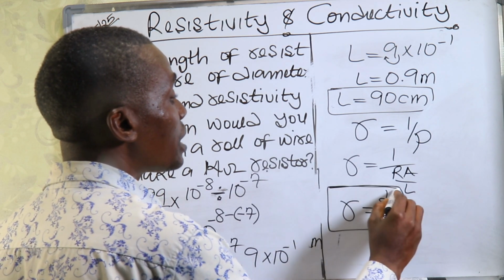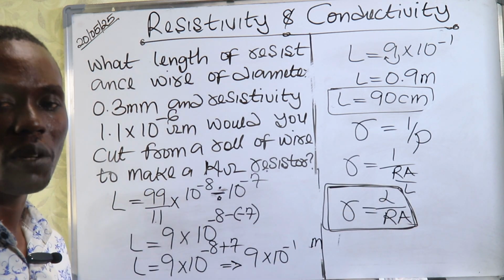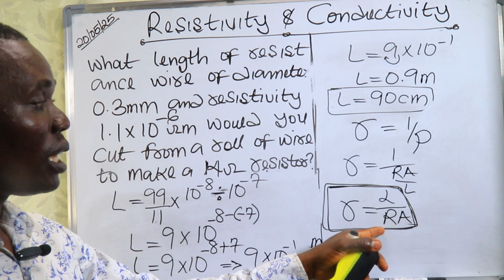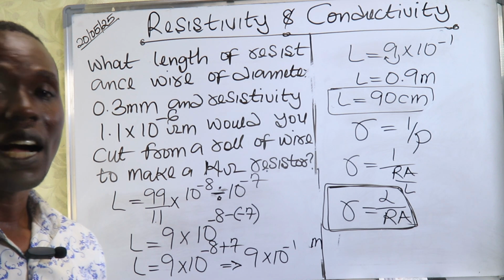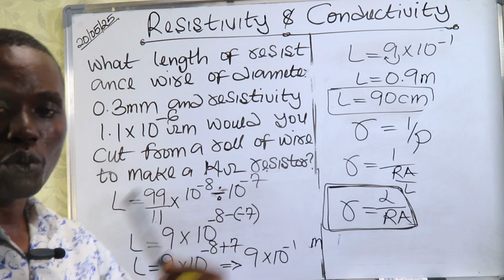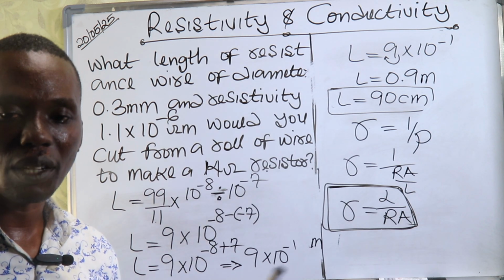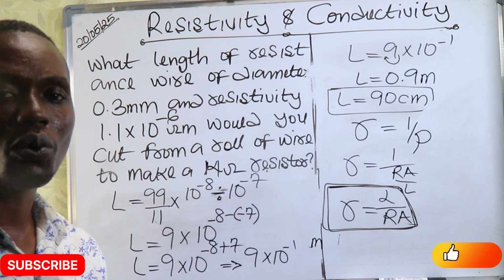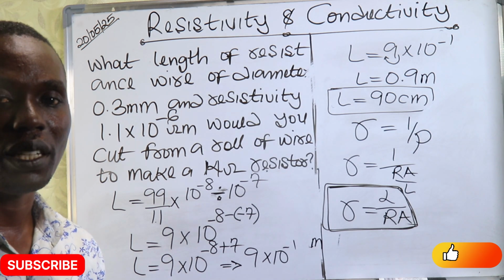So anytime they tie conductivity to resistivity, play around with the formula. If you play around with the formula, you will be able to get your answer very easily. And when you learn how to play around with all these formulas, any question where they ask you for conductivity and resistivity, you will be able to answer because you don't carry all the formulas in your head.